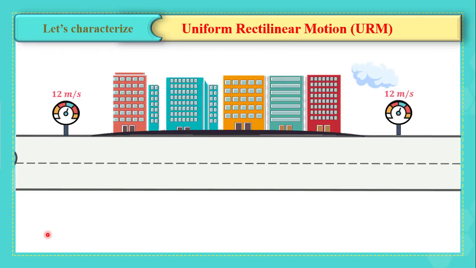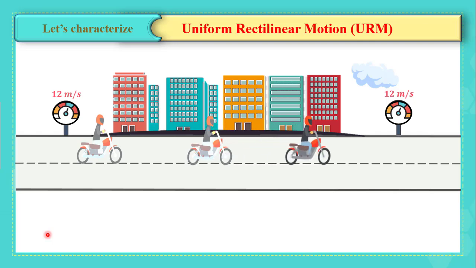A driver moving at a speed of 12 meters per second continues moving on an empty straight road with the same speed. During its motion along a straight path, the driver's speed remains constant, equal to 12 meters per second. If we photograph the positions of the driver after equal intervals of time, we clearly notice that the driver covers equal distances during these equal intervals of time. Let's record the instantaneous speed of this driver after those equal intervals of time.